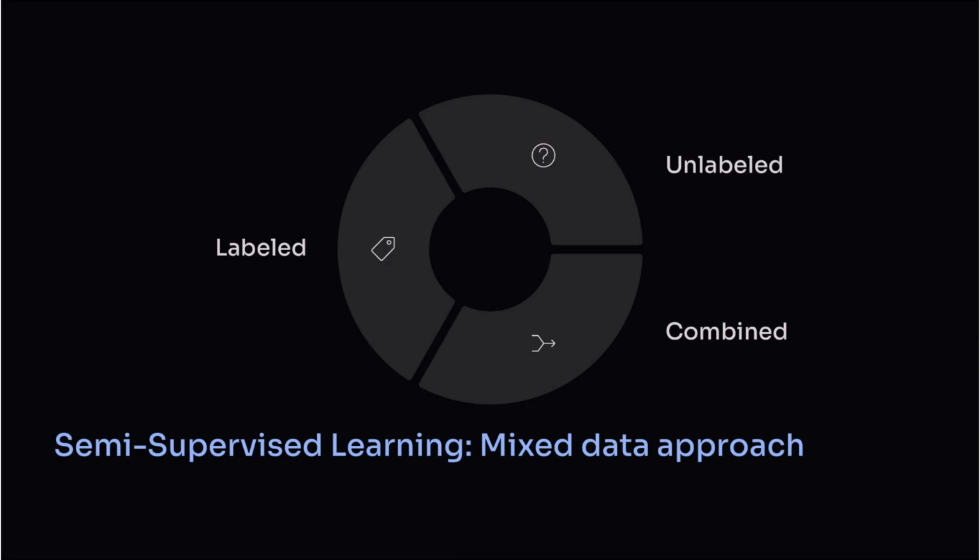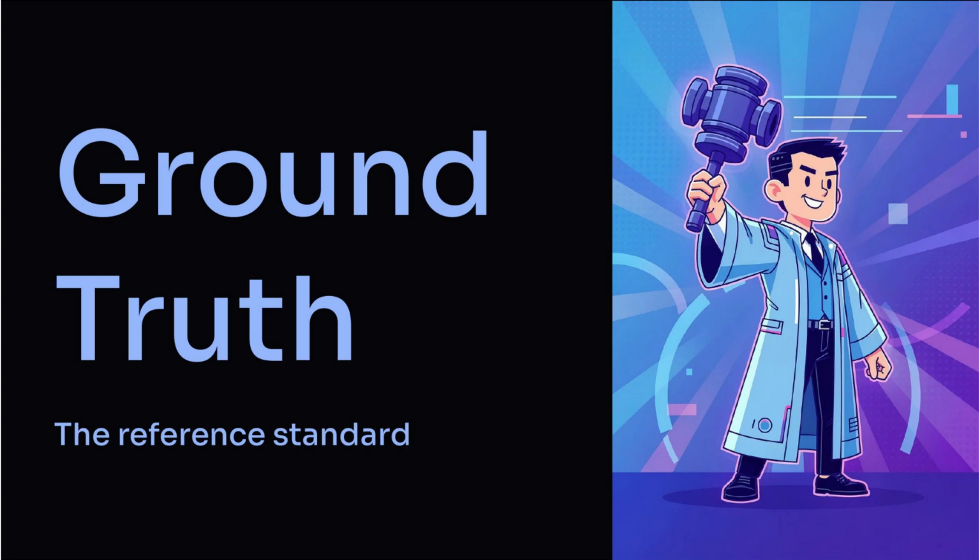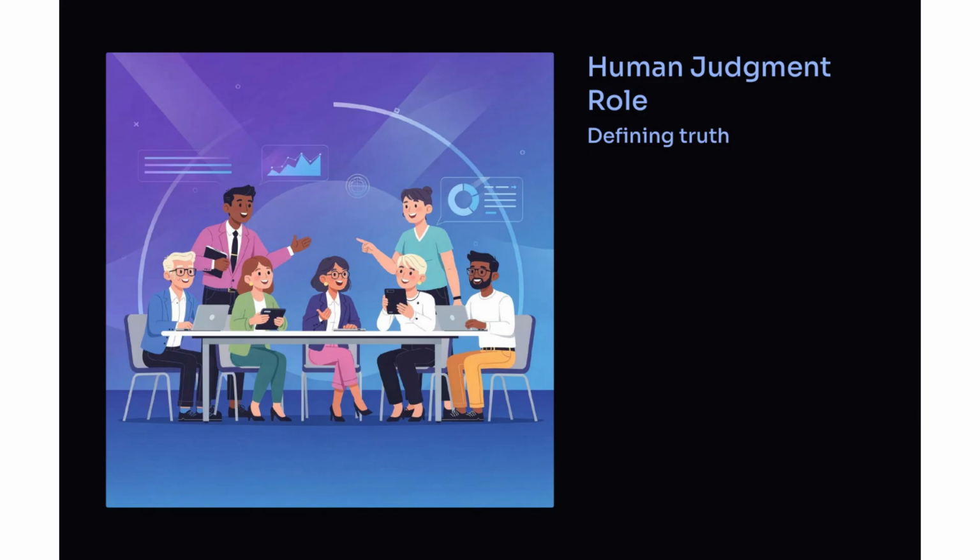Semi-supervised learning combines labeled and unlabeled data. It seeks to reduce labeling costs while still benefiting from guidance. Ground truth refers to the reference standard used to define correctness. It is treated as authoritative during training and evaluation. Ground truth is often established by human judgment. Experts define what counts as correct based on domain knowledge.